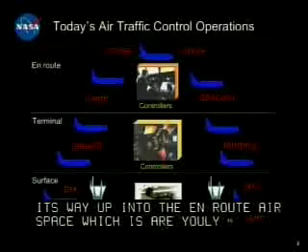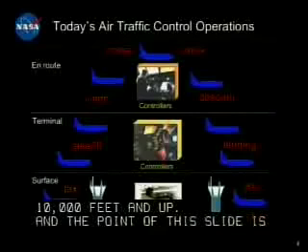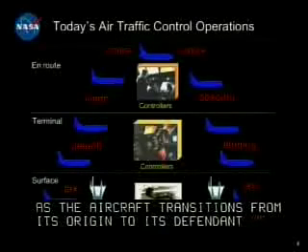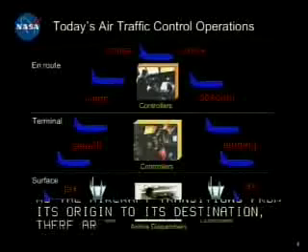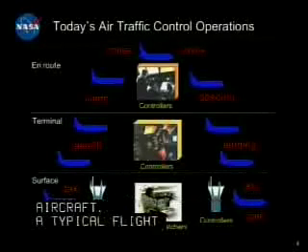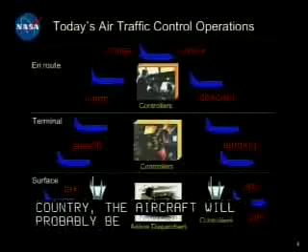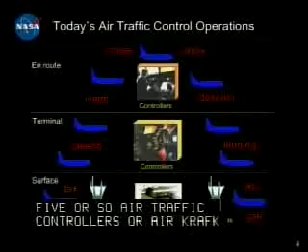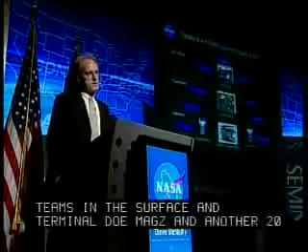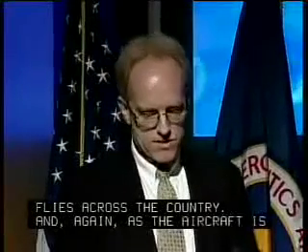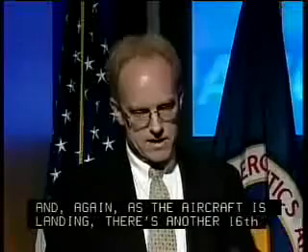And the point of this slide is as the aircraft transitions from its origin to its destination, there are numerous air traffic controllers that are in constant communication with that aircraft. A typical flight across the country, the aircraft will probably be talking to about 5 or so air traffic controllers or air traffic control teams in the surface and terminal domain, and another 20 or so air traffic control teams in the en route domain as it flies across the country. And again, as the aircraft is landing, there's another 6 teams of controllers that the aircraft is talking to during the descent and landing phase.